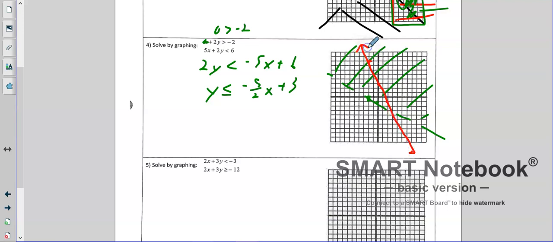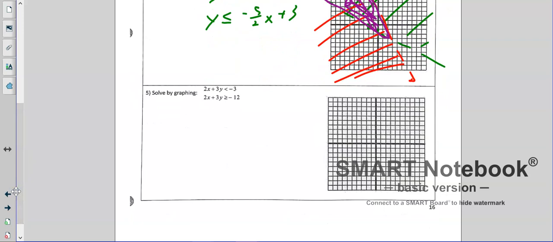This is a very tiny graph. So dotted line again. And we're going to test 0, 0. So 0 is less than 6 is a true statement. So I'm going to shade this way. So my overarching region is kind of like this triangle area right here. Again, it would go on forever and ever like so. All right. Just reviewing some graphing.